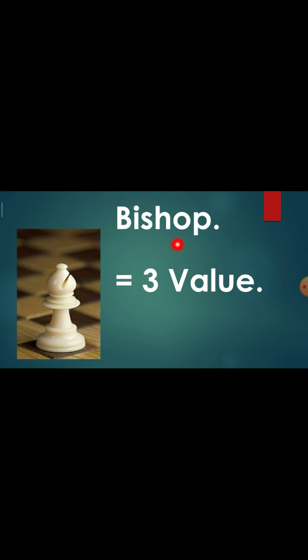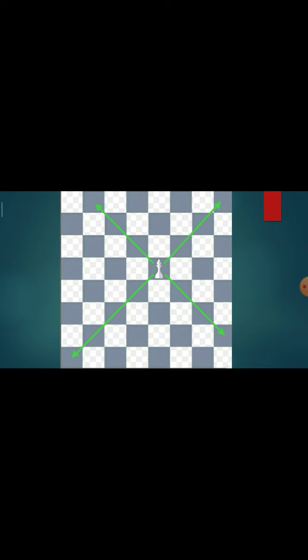After that comes the bishop. The bishop has the value 3 because it's the important piece after the knight. Here we can see that here's a bishop and this bishop can only move in diagonals. There are two bishops of each color of chess pieces, and one can move only on dark squares and the other can move only on light squares.